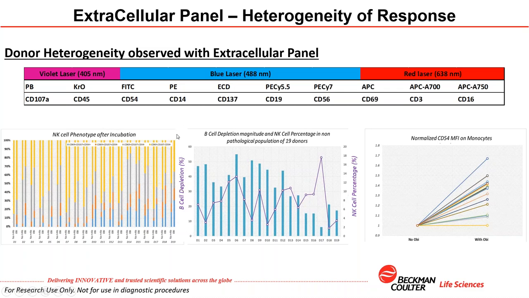This is true as well in the level of depletion of the different donors. You can see that most of the donors have about 50% of the B cell amount depleted, while some others don't show any significant depletion of the B cells. In that case, what is interesting is that this donor is the one that shows the highest percentage of NK cells, showing that each donor is unique and that this kind of thing can be grasped at this functional assay level. Finally, the last heterogeneity that we can see in the case of this panel is the level of CD54 on monocytes. And as you can see, you have donors that don't show any evolution, while some other donors show twice as much MFI of CD54 on the monocytes after the incubation.